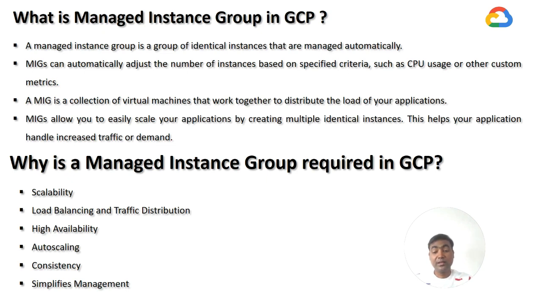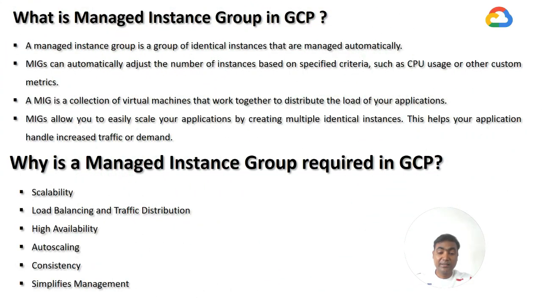This ensures that your application is always running on healthy VMs even if a VM fails. Regional deployment means, guys, MIG can span multiple zones which can help improve the availability of your application. By deploying VMs across multiple zones, you can protect your application from a zonal outage.